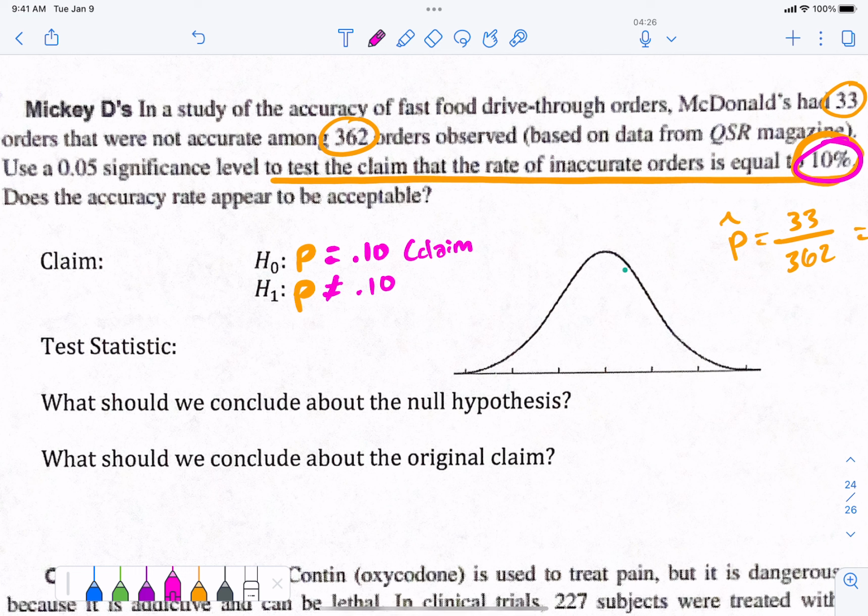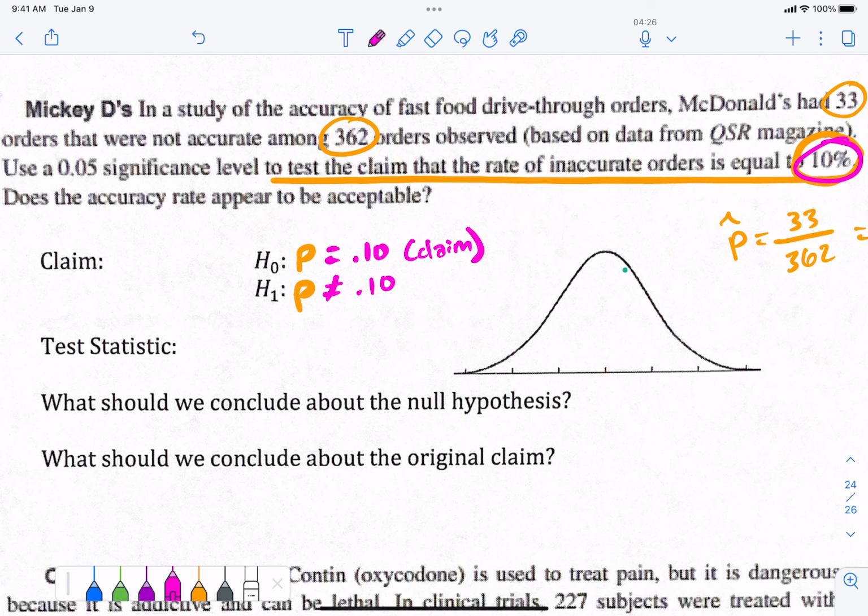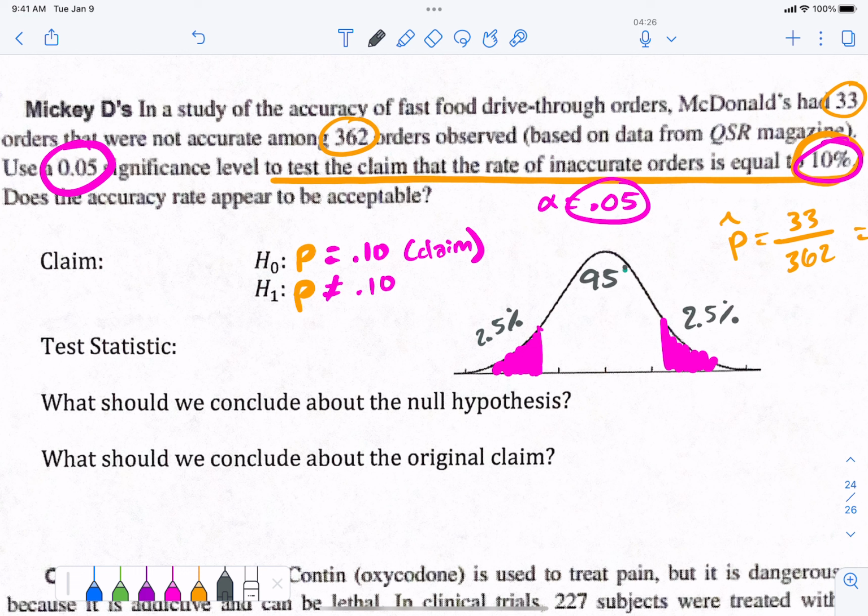Claim is here, which means we are looking at two tails, correct? Yes. They don't say greater than or less than, they say not equal to. So I don't know if it's on the right side or the left side, so I'm going to put it on both. 5% is my alpha value. The entire shaded area has to be 5%. So I'm going to put 2.5 here and 2.5 here, which means 95% is in the middle.